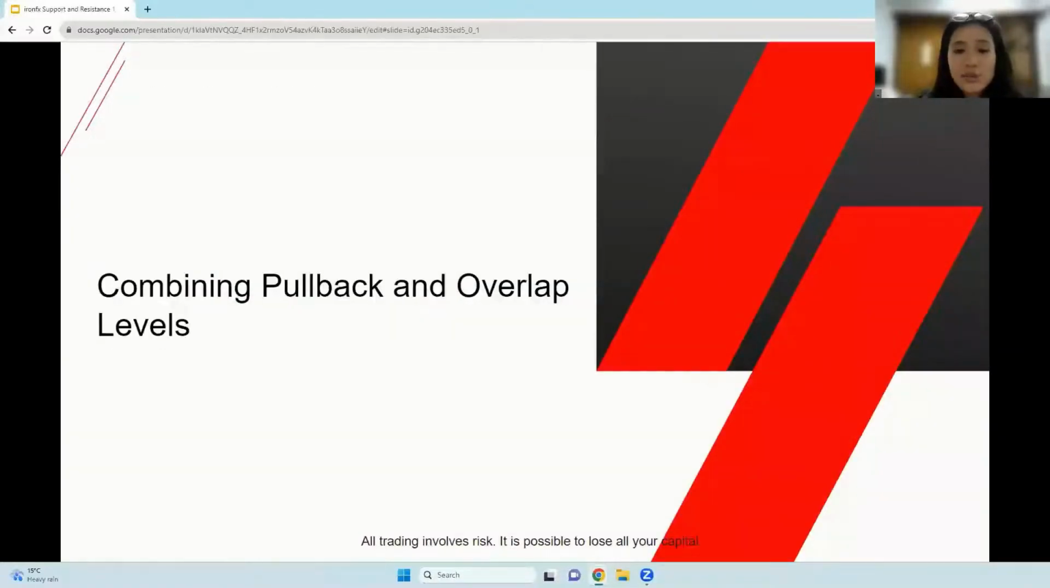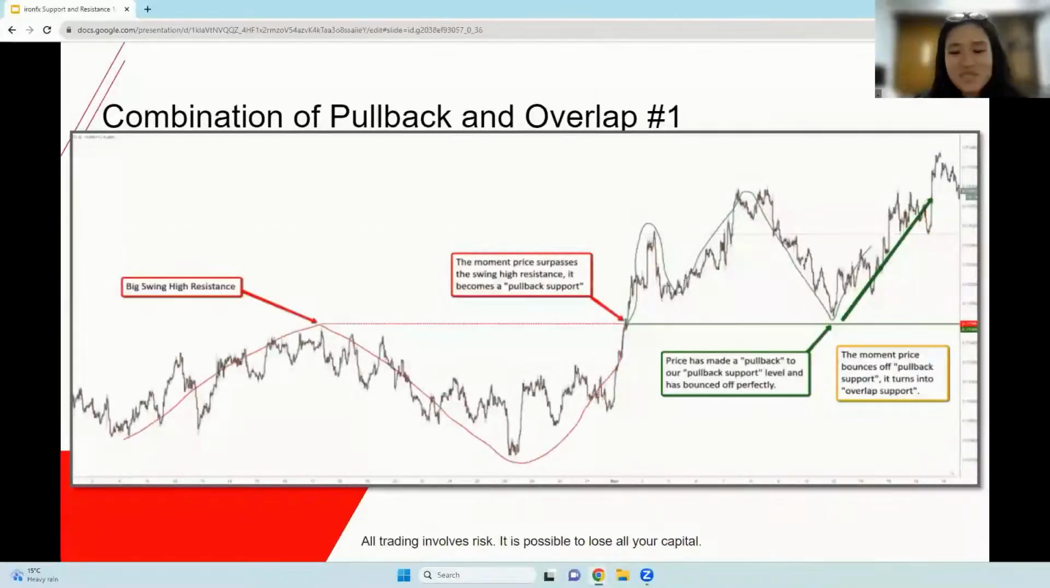Okay, let's move on. Now we're going to combine both pullback and overlap levels. Here we have a big swing high resistance level at the start, and price surpasses this level over here. The moment price surpasses this swing high resistance, it becomes a pullback support instead. Now price has made a pullback to our pullback support and has bounced off of it perfectly. Once price bounces off of it, it becomes an overlap support instead.